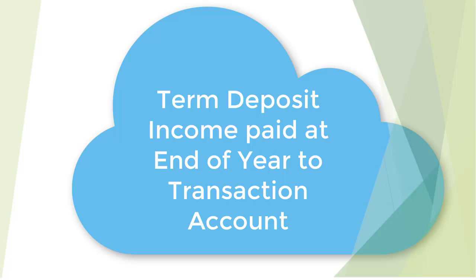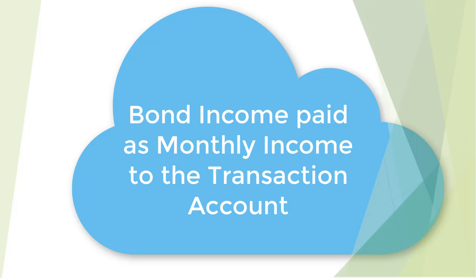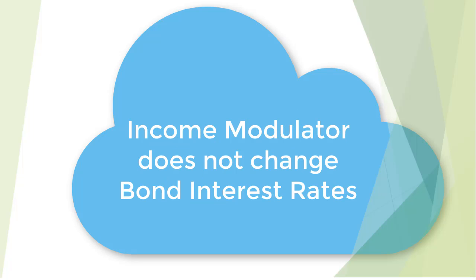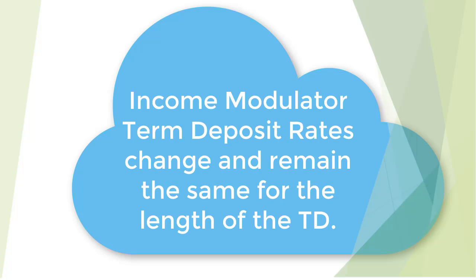These are: term deposit income is paid at the end of the year to the transaction account. Bond income, twice yearly coupon payment, is allocated to the monthly income section of the transaction account. When the income modulator is activated, the interest rates for bonds do not change. When the income modulator is activated, the interest rate for term deposits will change to that of the first year of the TD and will remain at that same rate for the length of the time.